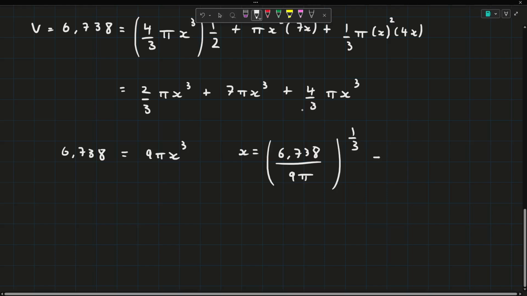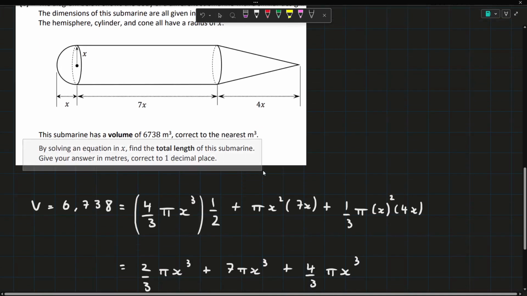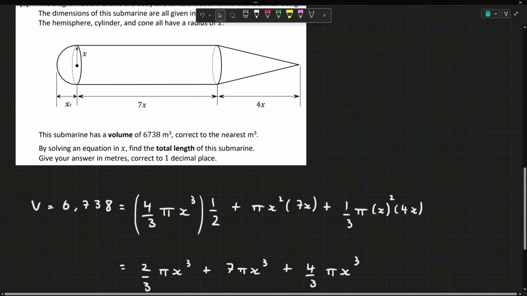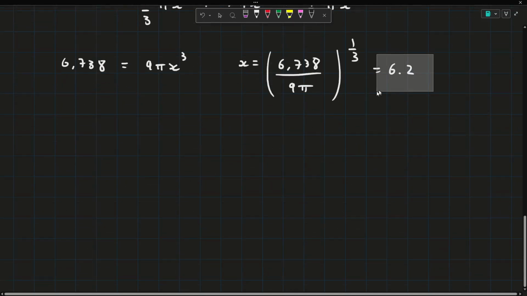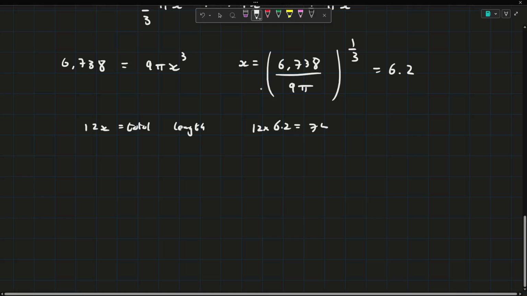And we get 6.1998, so that's very close to 6.2, that's kind of okay, just say 6.2. And we want the total length of the submarine, so the total length is going to be x plus 7x plus 4x, so that's going to give us 12x. So we can just multiply 6.2 by 12, so 12x is the total length. So we're going to have 12 times 6.2, which will give us 74.4 meters as our final answer.